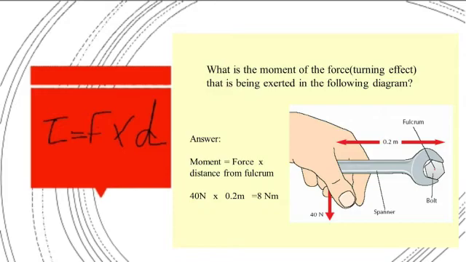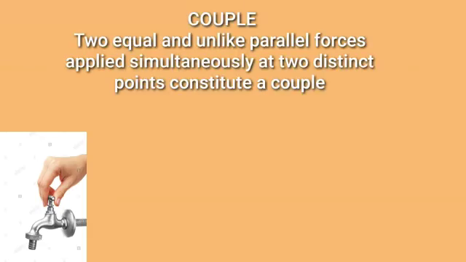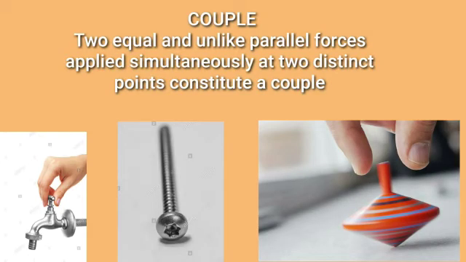What is the moment of the force? The rotating or turning effect of a force about a fixed point or fixed axis. That is called moment of the force about the point, or it is called as torque. Torque is equal to capital F into small d. What is capital F? Force. What is small d? Distance. Now torque is a vector quantity and the SI unit of torque is Newton meter.